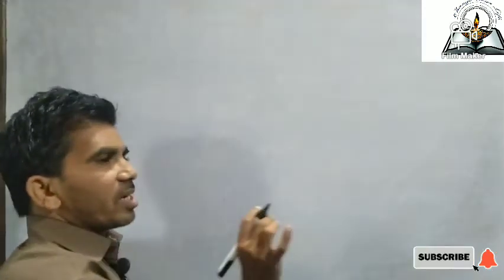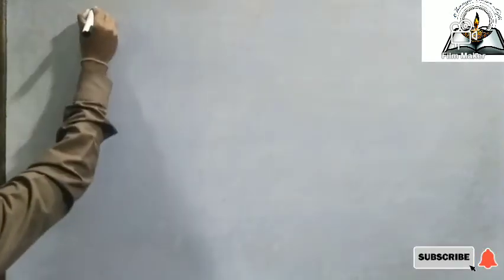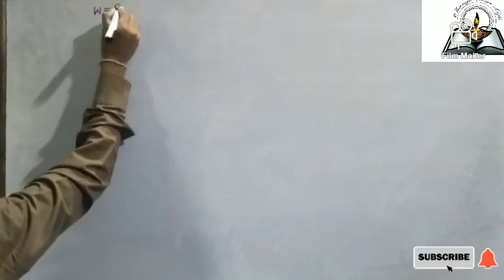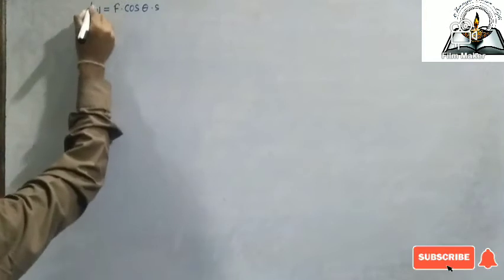One is positive work done, one is negative work done and one is zero work done. We have to look at these in the form of formulas, when the positive work done takes place, when the negative work done takes place, and when the zero work done takes place. So let's look at the formula we know: work done is nothing but F into cos theta into S. This is the work done formula.